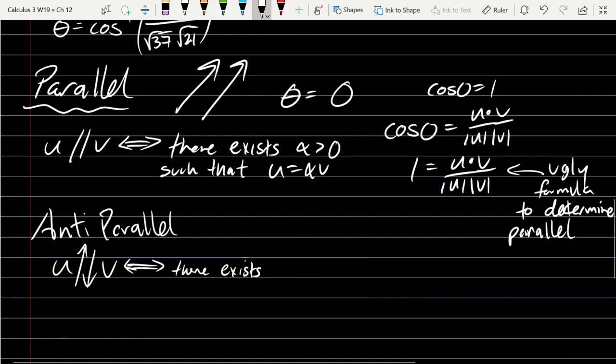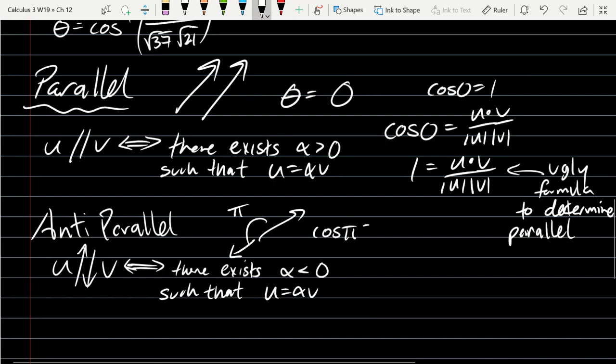What property did alpha have to have? It had to be negative. So it's the same, except now alpha was less than 0, such that u equals alpha v. So they're still scalar multiples, they're just negatives of each other. So they're pointing opposite directions. And without going through all the work, our angle would be pi, like we looked at before.